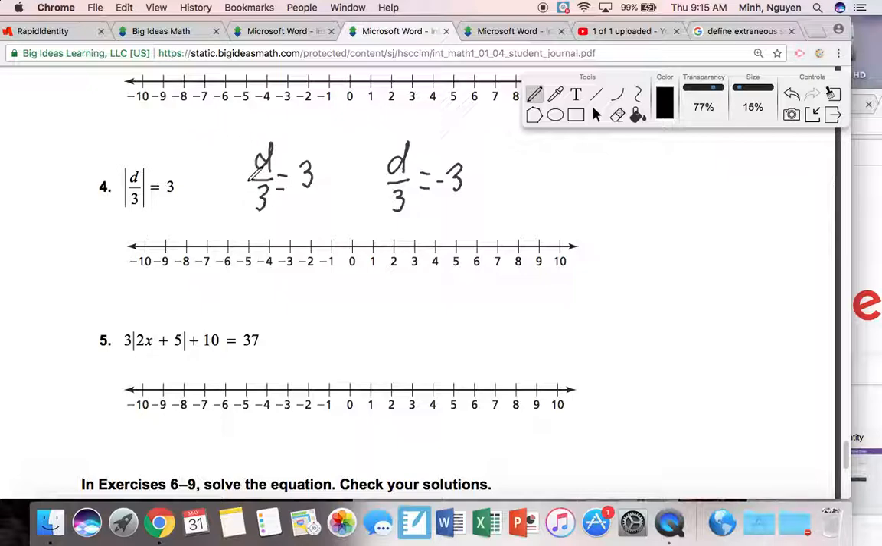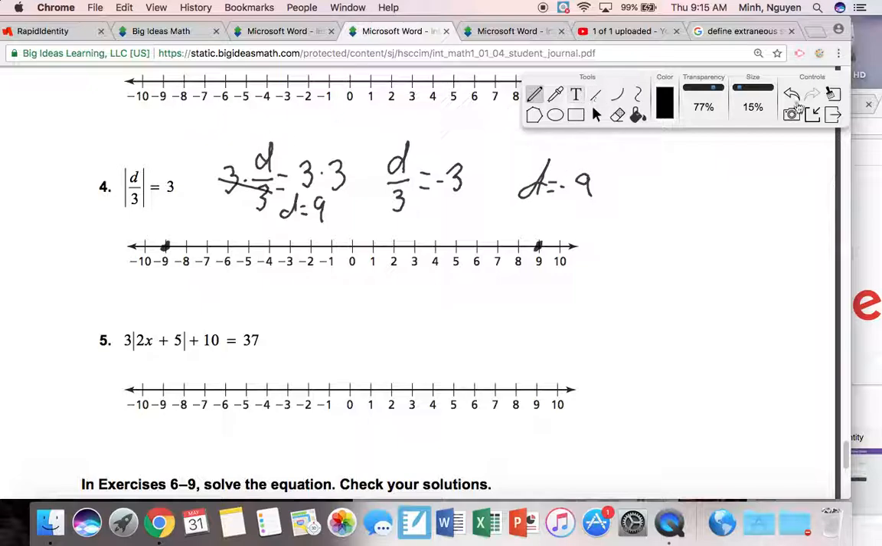All right, so we got d over 3, multiply by 3. Boom, d equals 9. And you'll see, you do the same thing on the other side. You just multiply both sides by 3. You get d equals negative 9. So I got that and that. If you plug it in, it checks out. 9 divided by 3 is 3, so the absolute value of 3 is 3. Negative 9 divided by 3 is negative 3. The absolute value of negative 3 is 3.